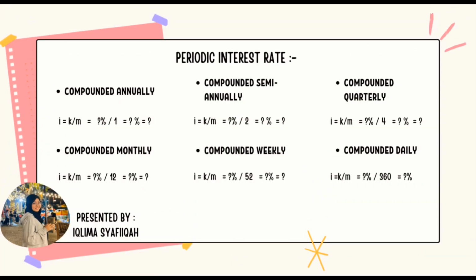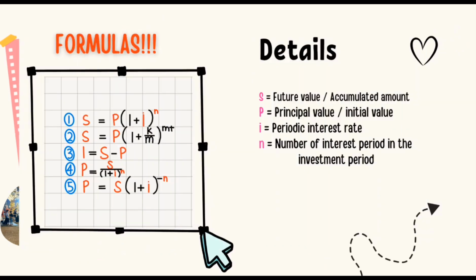Next, there are 6 periodic interest rates: compounded annually, compounded semi-annually, compounded quarterly, compounded monthly, compounded weekly, and compounded daily. The important thing in compound interest is the formulas. There are 5 formulas that students should know. First, S equals P(1 + i)^n. Second, S equals P(1 + k/m)^(mt). Third, I equals S minus P. Fourth, P equals S divided by (1 + i)^n. Fifth, P equals S(1 + i)^(-n).